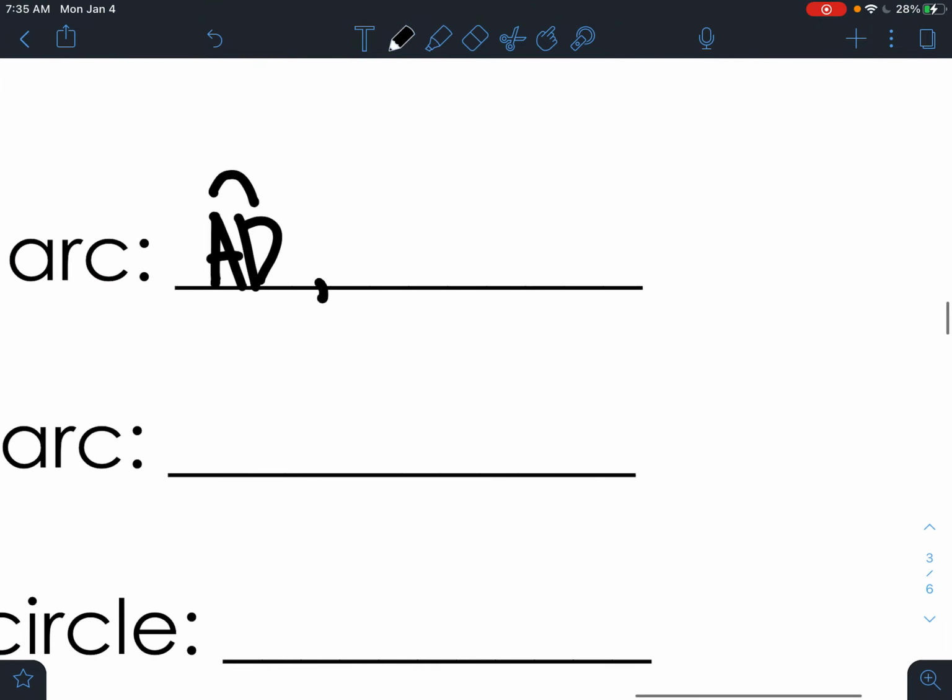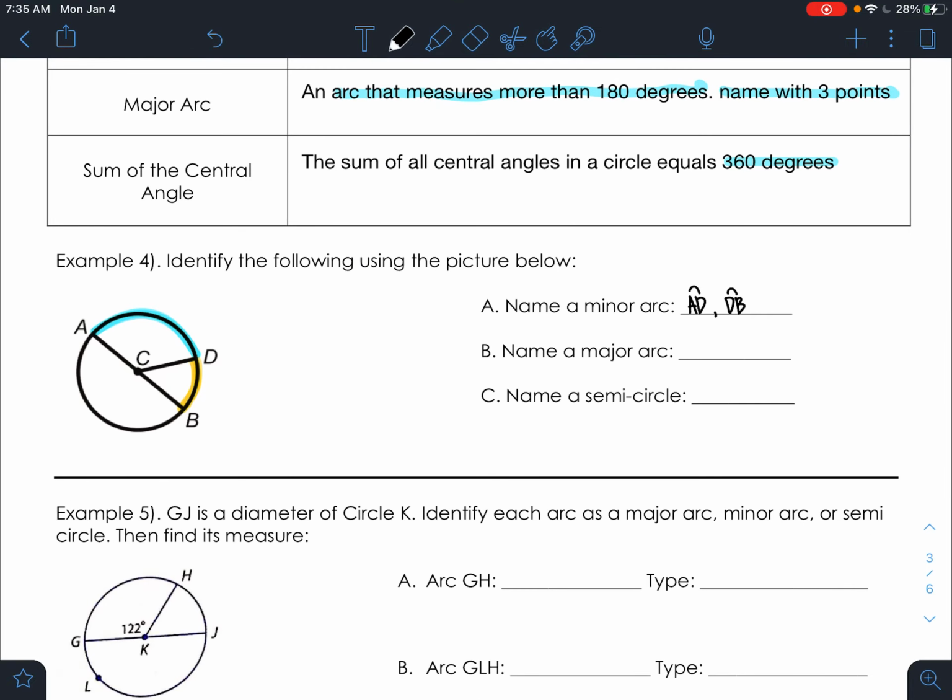And so DB is another arc, another minor arc, okay? So we name minor arcs with 2 points. Now, major arcs have to be more than 180 degrees, and we name it with 3 points.